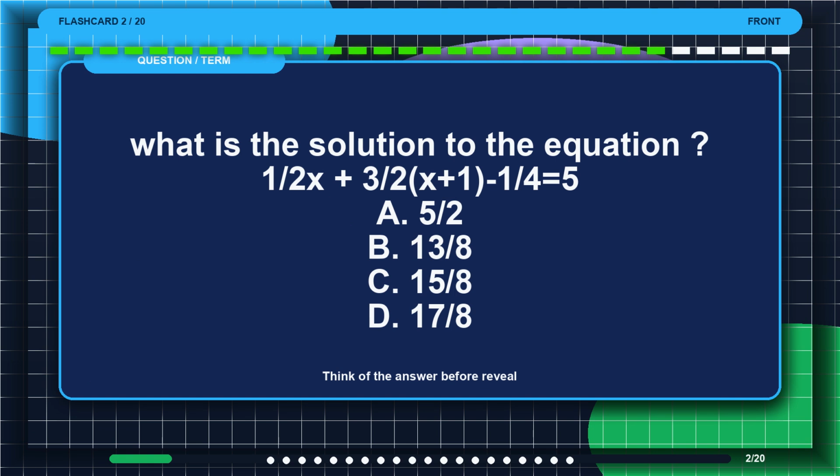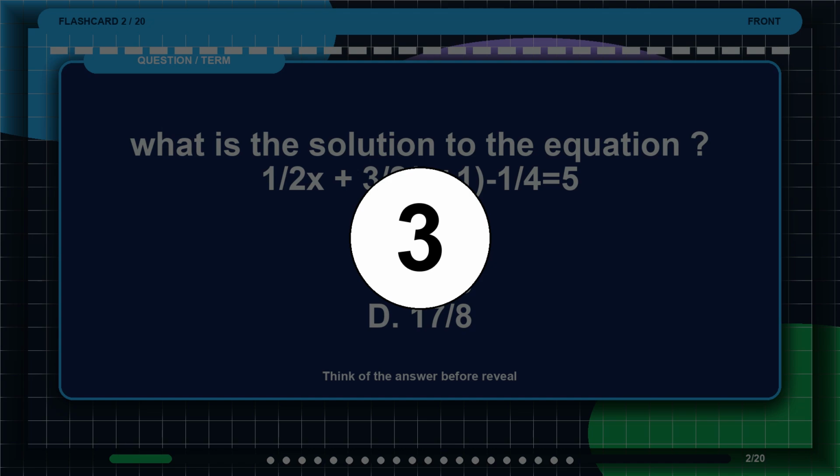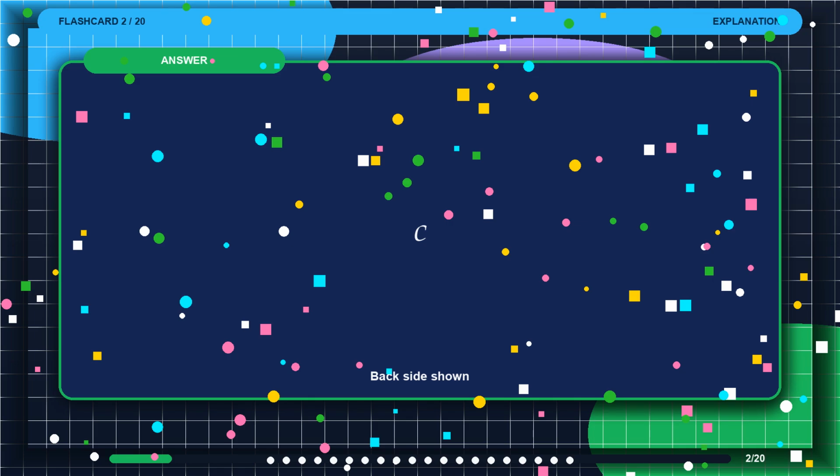Flashcard 2. What is the solution to the equation 1/2 x plus 3/2 x plus 1 equals 5? A. 5/2, B. 13/8, C. 15/8, D. 17/8? Pause and think of the answer before the reveal. The answer is C.